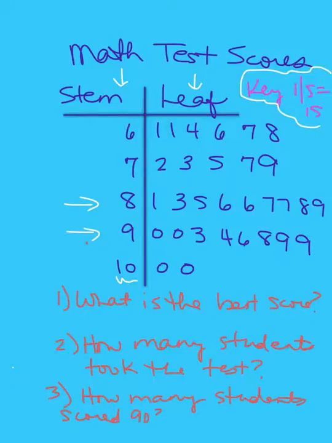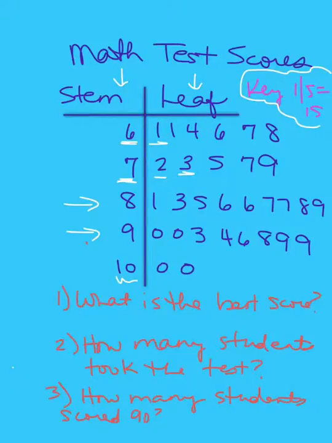So we always have to make sure we're checking that key before we get started. As we look at our display of the information we have, for instance, this 6 and a 1 means someone scored a 61. If I have a 7 and a 2, that means someone had a 72. A 7 and a 3 means I had a 73. Now let's look at some of the questions.